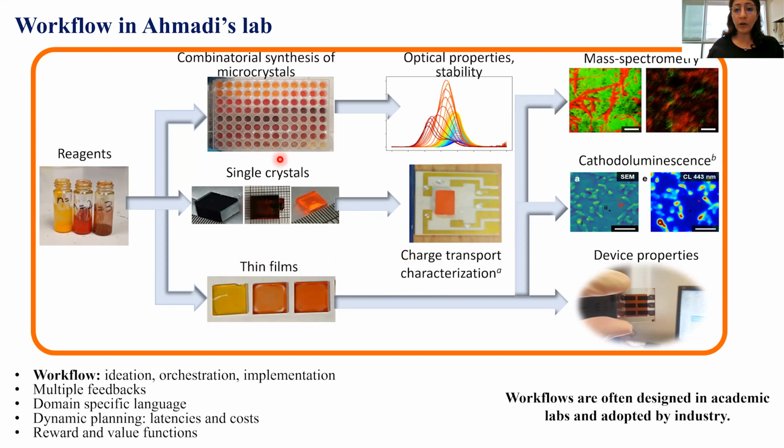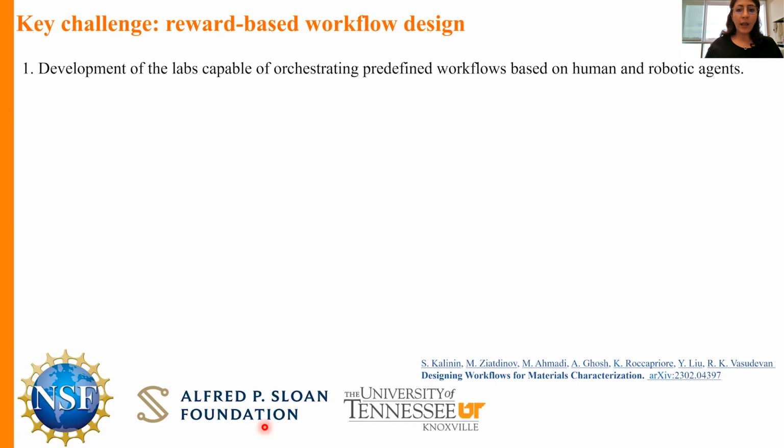During this workflow, I make multiple decisions based on the feedback, and I have to be able to adjust my decisions dynamically. So basically, in this workflow, I can divide the workflow based on the ideation, orchestration, planning, and also implementation. As I mentioned, I receive multiple feedback. Based on those feedback, I plan the next set of experiments. I need to be very dynamic in terms of that. I need to look at the latencies, how long it takes, what is the cost, what is the reward and value function. And based on these parameters, my colleague and I basically.